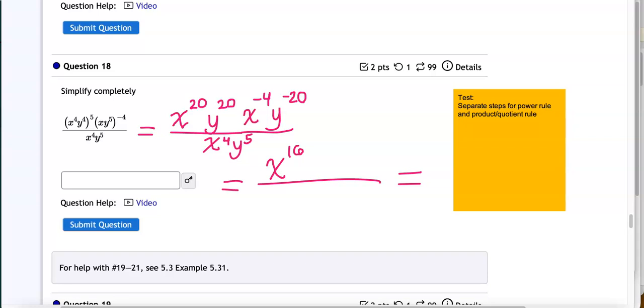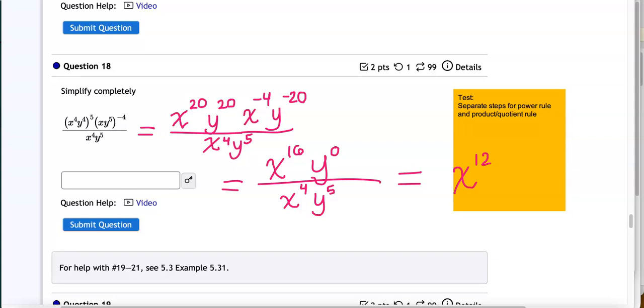And then next you have y to the 20th and y to the negative 20th, and if you add those together, you end up with y to the 0 power. And then the denominator is still x to the 4th and y to the 5th. So now we're at a place where we can apply the quotient rule, and for the quotient rule, we're going to simply do 16 minus 4 for the exponent of x. And then the y exponent is 0 minus 5.